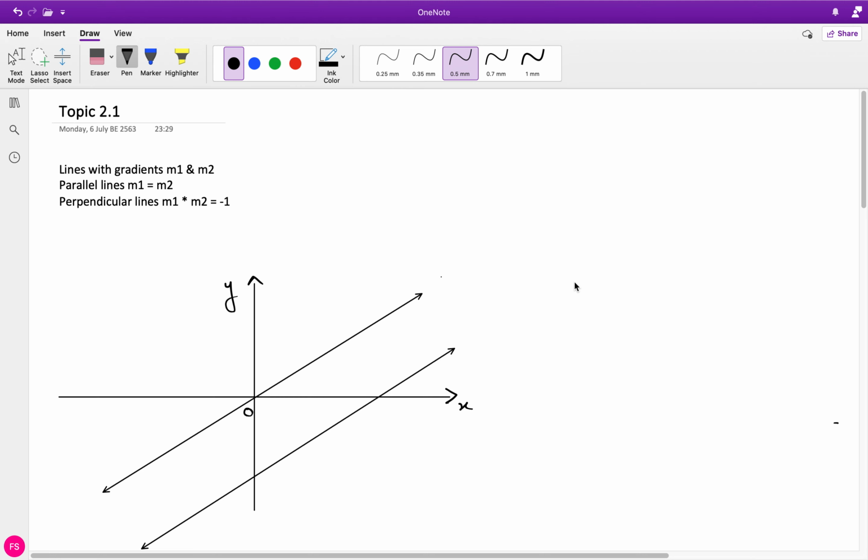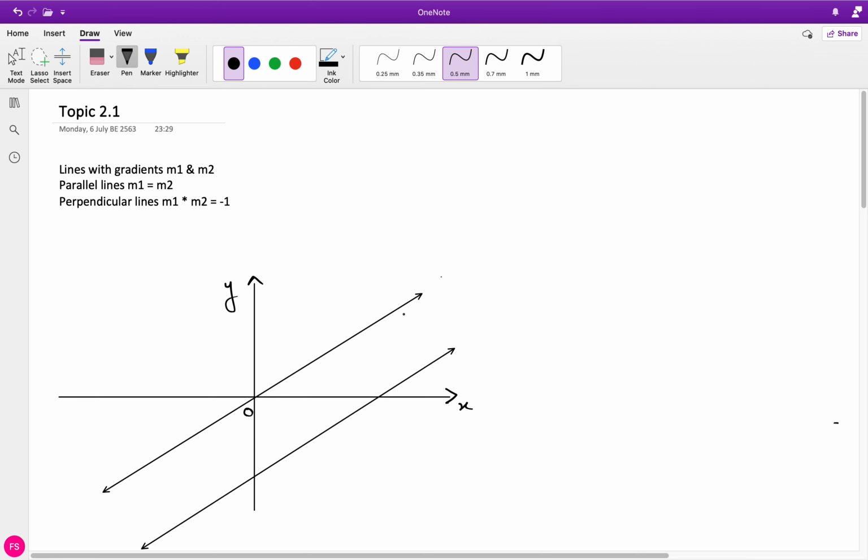In this video, we are going to learn how to find the equations of parallel lines and perpendicular lines. And I'm going to start with parallel lines first. This is an example of two parallel lines. Now, if you have two lines that never intersect or never cross each other, it means the lines are parallel.